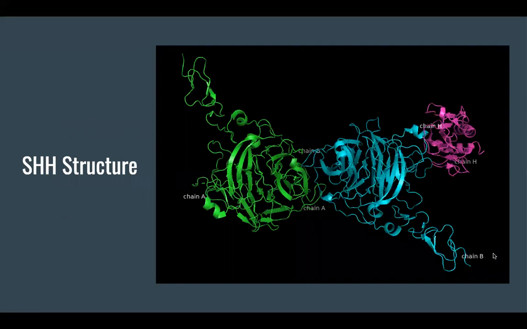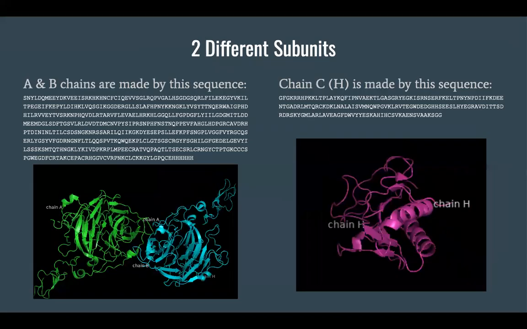So let's get into the structure a little bit. The SHH protein actually has two different subunits, A and B chains, which are the blue and the green, are made up of that sequence, while the C chain, the purplish pink one, is made up of a smaller subunit with that sequence. And this actually makes the primary structure. The individual subunits link together via peptide bonds and create the primary structure.